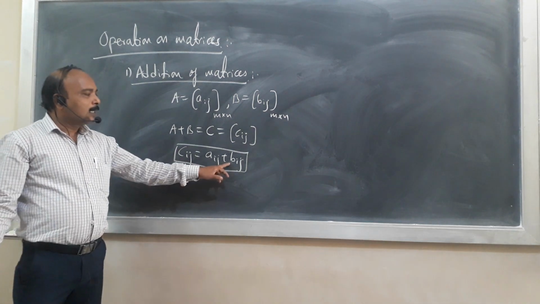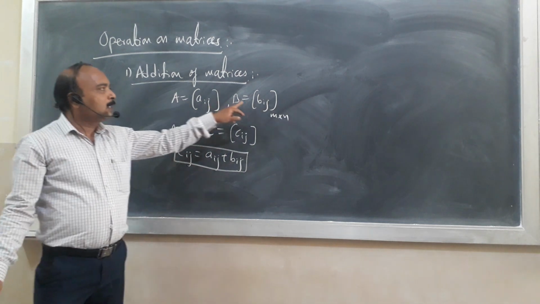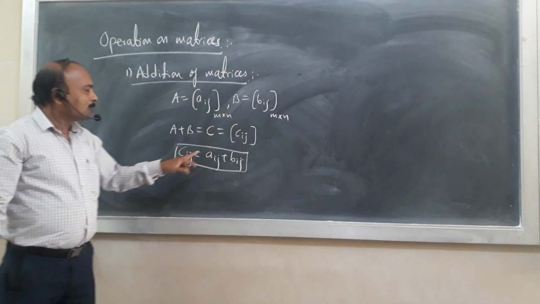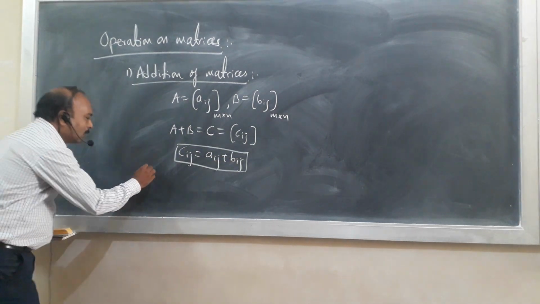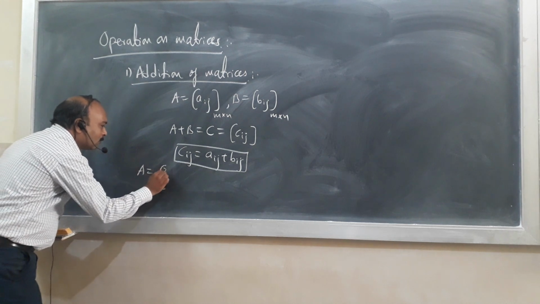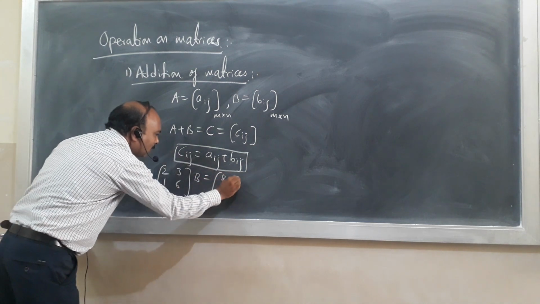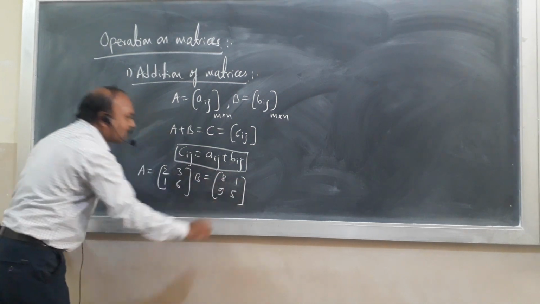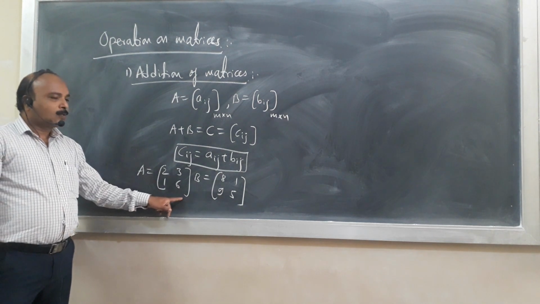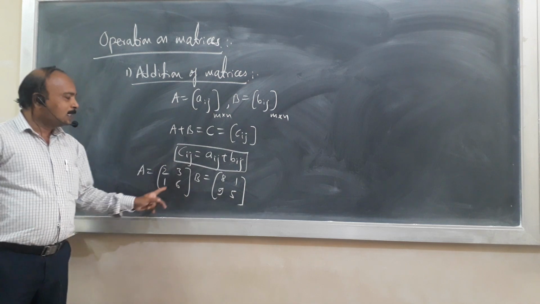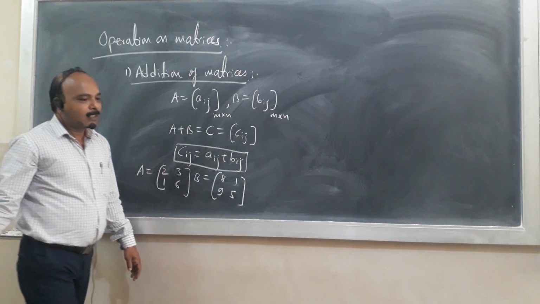The meaning of this is addition of corresponding elements of matrix A with corresponding elements of matrix B. That is called Cij equal to Aij plus Bij. For example, consider A equal to 2, 3, 1, 6 and B equal to 8, 1, 9, 5. These are two matrices. First we observe the orders. This is of order 2, it is also of order 2. Then addition is possible for these two matrices. Then we start the addition of these two.